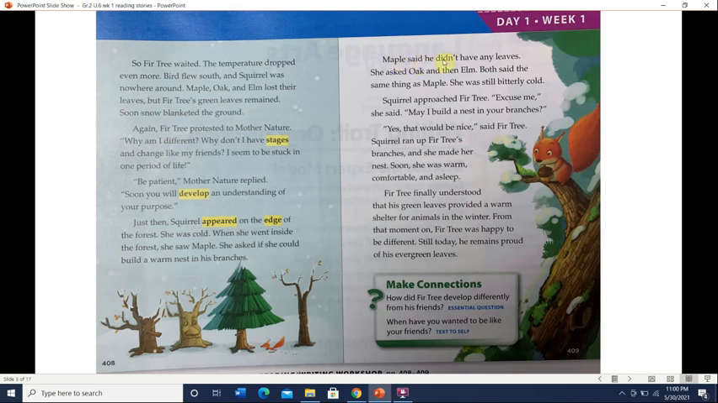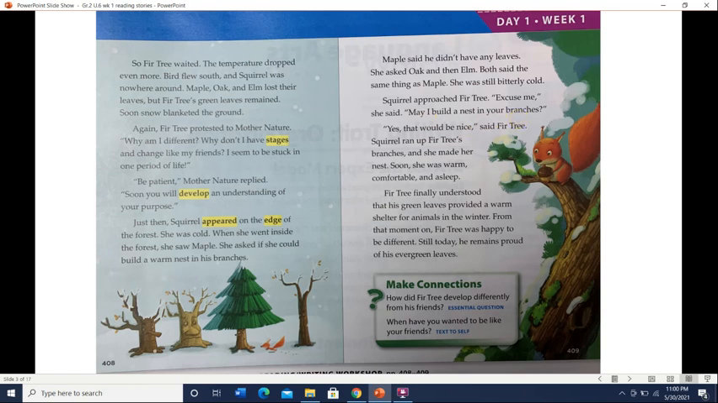Maple said he didn't have any leaves. She asked Oak and then Elm. Both said the same thing as Maple. She was still bitterly cold. Squirrel approached Fir Tree. "Excuse me," she said. "May I build a nest in your branches?"